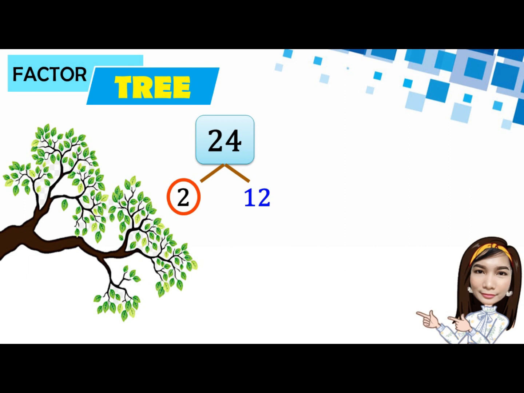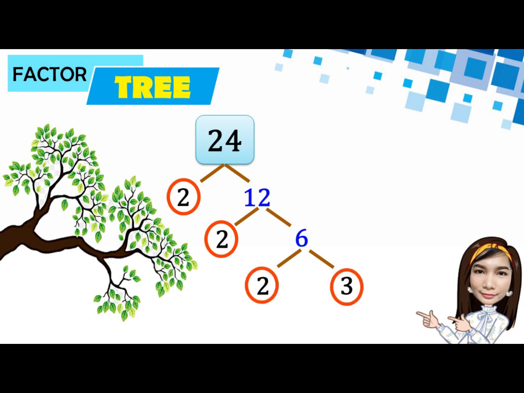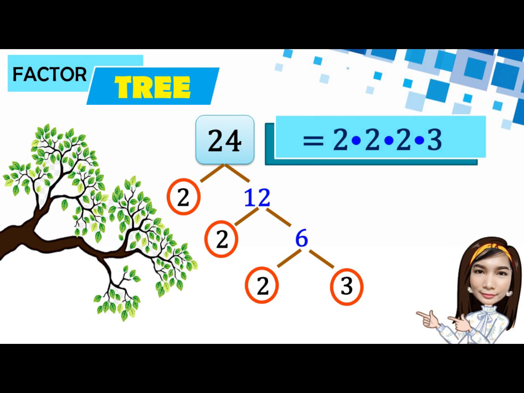Therefore, we continue to factor it. So 12 can be factored by 2 times 6. Encircle the prime 2. 6 can be factored by 2 times 3. And they are both primes. So 24 is equal to 2 times 2 times 2 times 3.